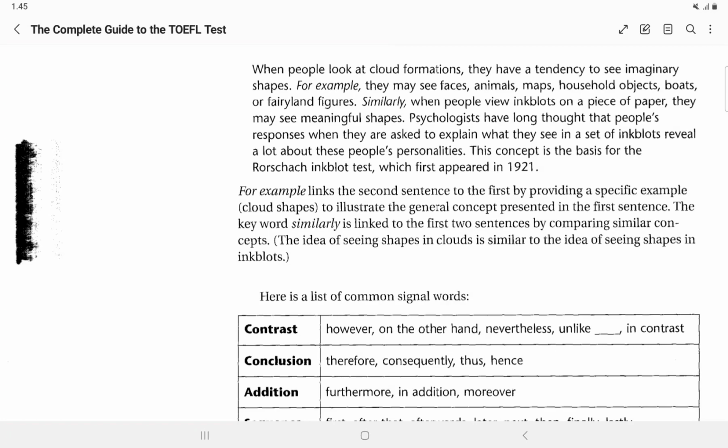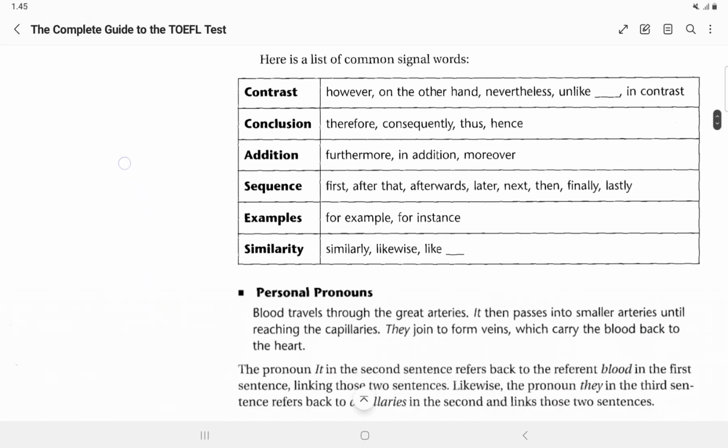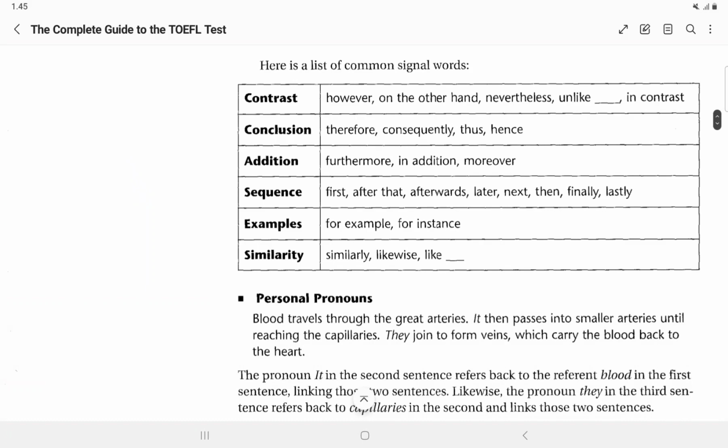The idea of seeing shapes in clouds is similar to the idea of seeing shapes in ink blots. Okay, here is a list of common signal words. Contrast: however, on the other hand, nevertheless, unless.